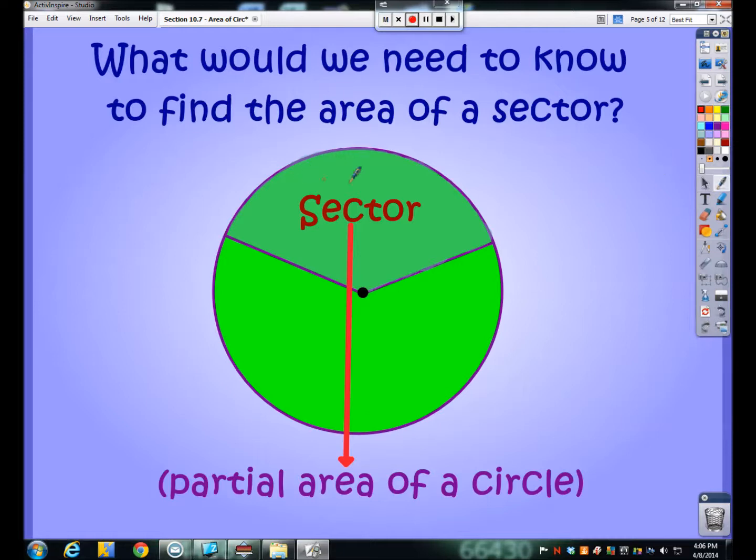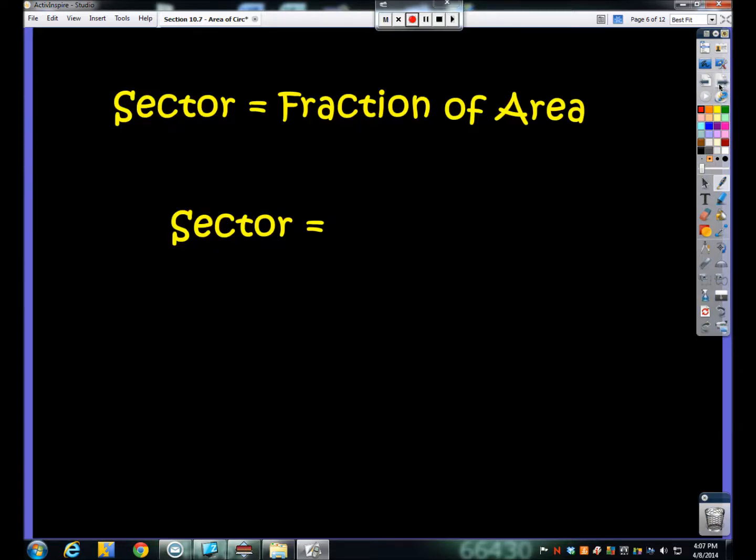Okay? Think of it like a slice of pizza. Sector is a slice of pizza. That's all it really is. It's including the whole outside all the way up to the center. Okay? It's not like you can take your slice of pizza right here and go, hey, look at this. This is a sector. No. It's got to include the center of the circle. Okay? So this, not a sector. This, sector.